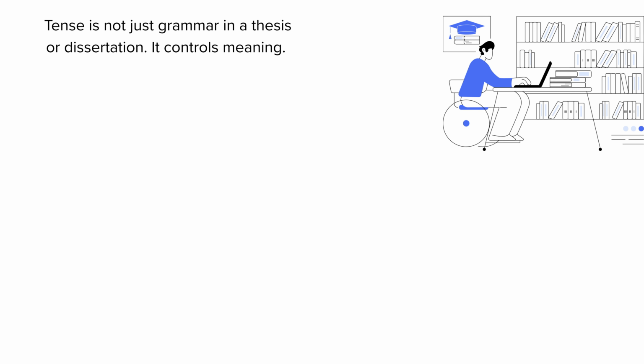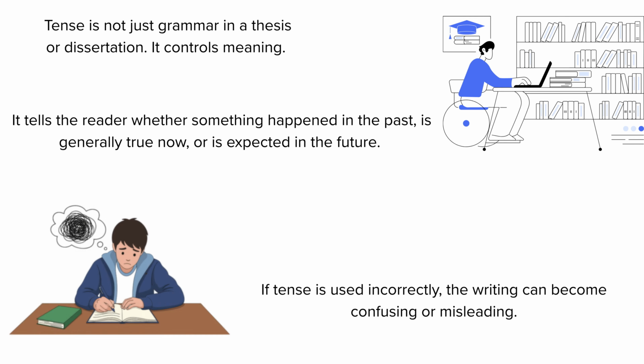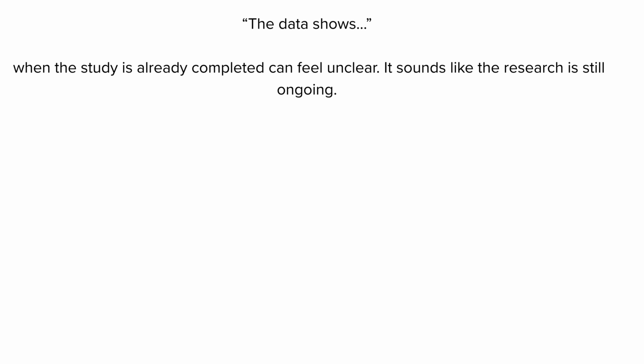Tense is not just grammar in a thesis or dissertation. It controls meaning. It tells the reader whether something happened in the past, is generally true now, or is expected in the future. If tense is used incorrectly, the writing can become confusing or misleading. For example, saying "the data shows" when the study is already completed can feel unclear. It sounds like the research is still ongoing. A more accurate form would be "the data showed."